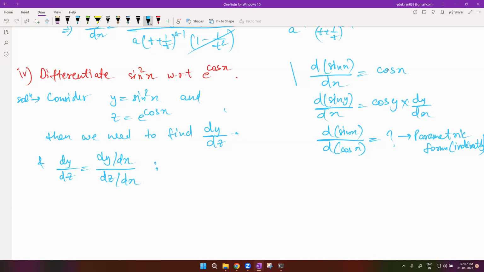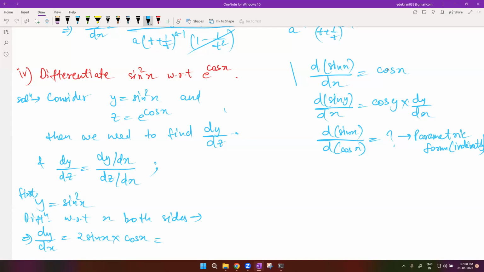So now, first find out dy by dx. First, y is equal to sine square x. Differentiate with respect to x on both sides. So dy by dx would be equal to what? 2 sine x first, as power, then the derivative of sine, which is cos x. So what is this? 2 sine x cos x, which is sine 2x. Right? Sine 2x.